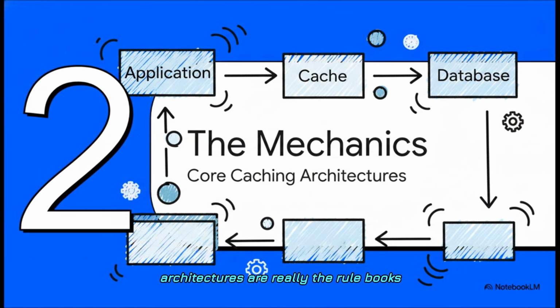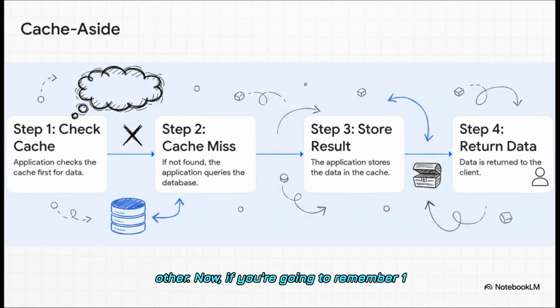These caching architectures are really the rule books that define how your application, your cache, and your database all talk to each other. Now, if you're going to remember one pattern, make it this one: cache aside. This is your default go-to answer in an interview. It's a lazy strategy, which works like this.